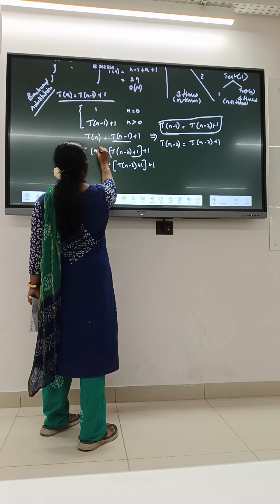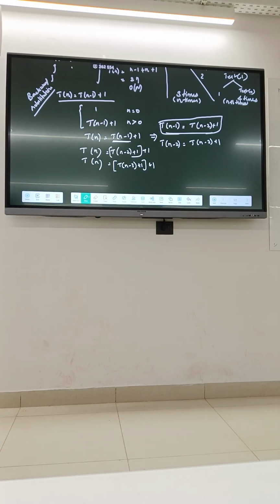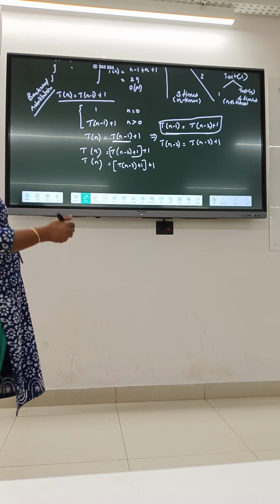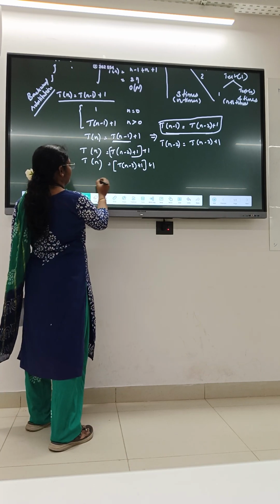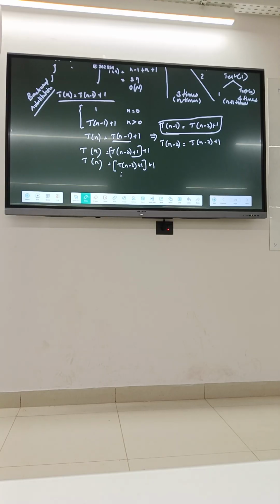Correct one. T of n is equal to, is it fine now? T of n minus n, because you are substituting here. So T of n is equal to T of n minus 3 plus 1 plus 1. Is that fine? Okay. These are constants. Plus 2, plus 3, plus 4. All of these we are going to ignore. Right? Okay. So now it goes on till what? T of n minus k.